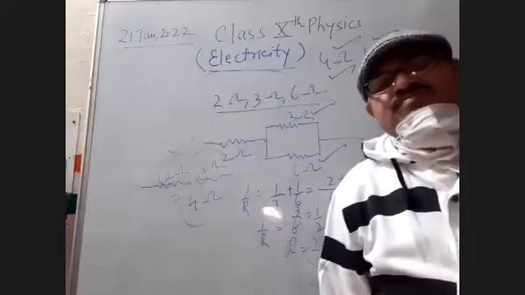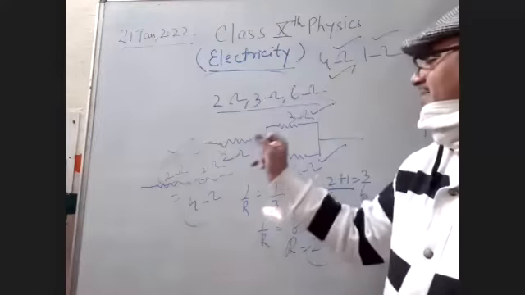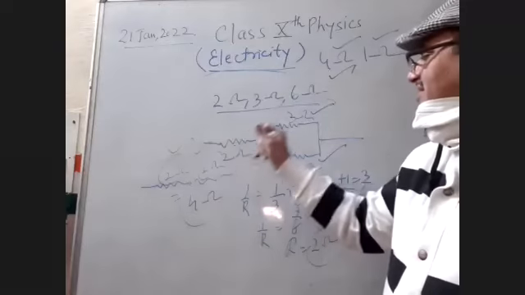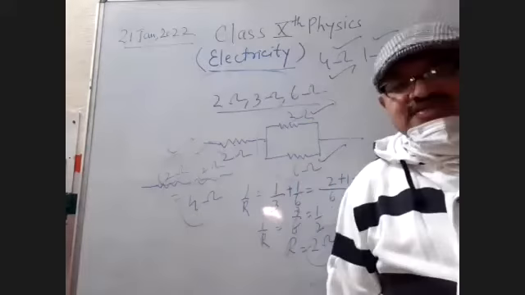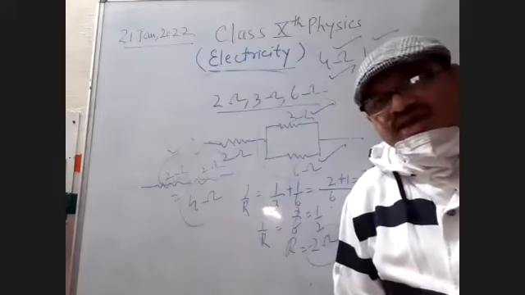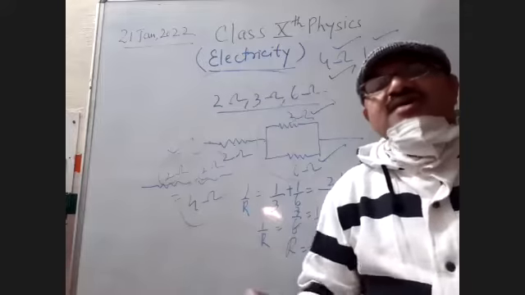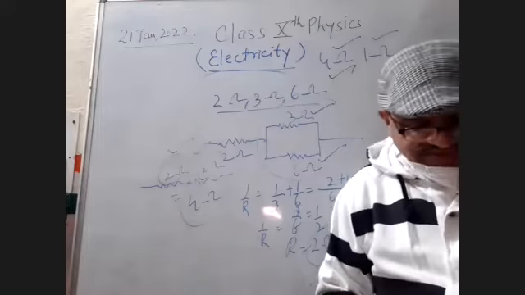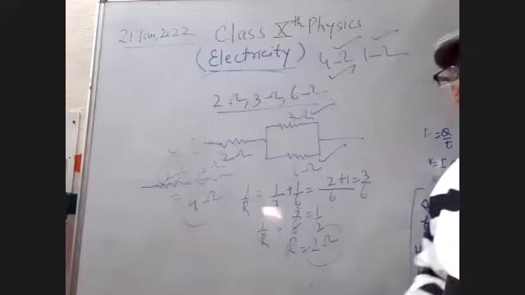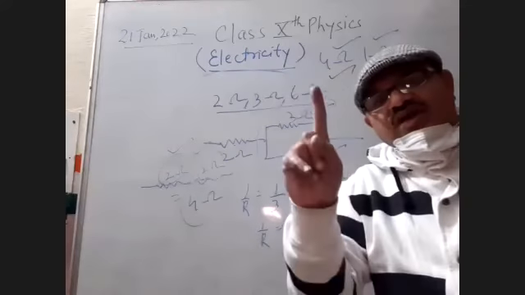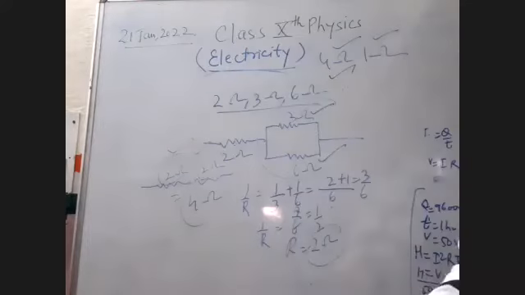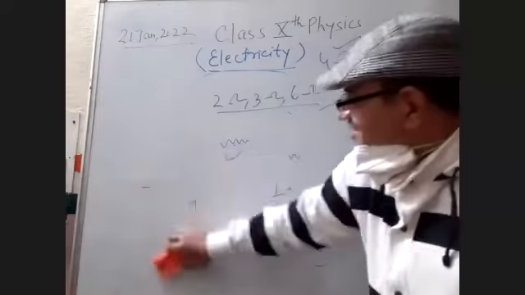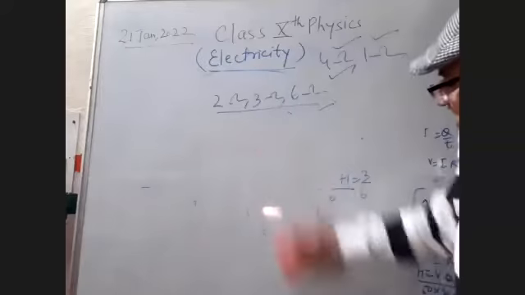So the combination will be like this: one resistance, then two resistances, 3 ohm and 6 ohm, in parallel. Clear here? Now for obtaining the second result, that is 1 ohm, how should the resistances be connected so that the net resistance is 1 ohm? That is what we will see, with a combination of all three resistors.